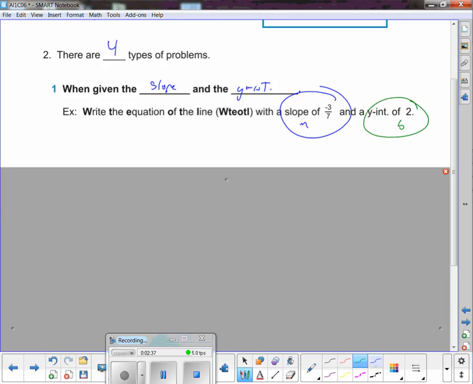So just for clarity's sake, remember, this is all going into y equals mx plus b, right? So where the m is, put in negative 3/7. And where the b is, put in positive 2. Gee, that was hard.